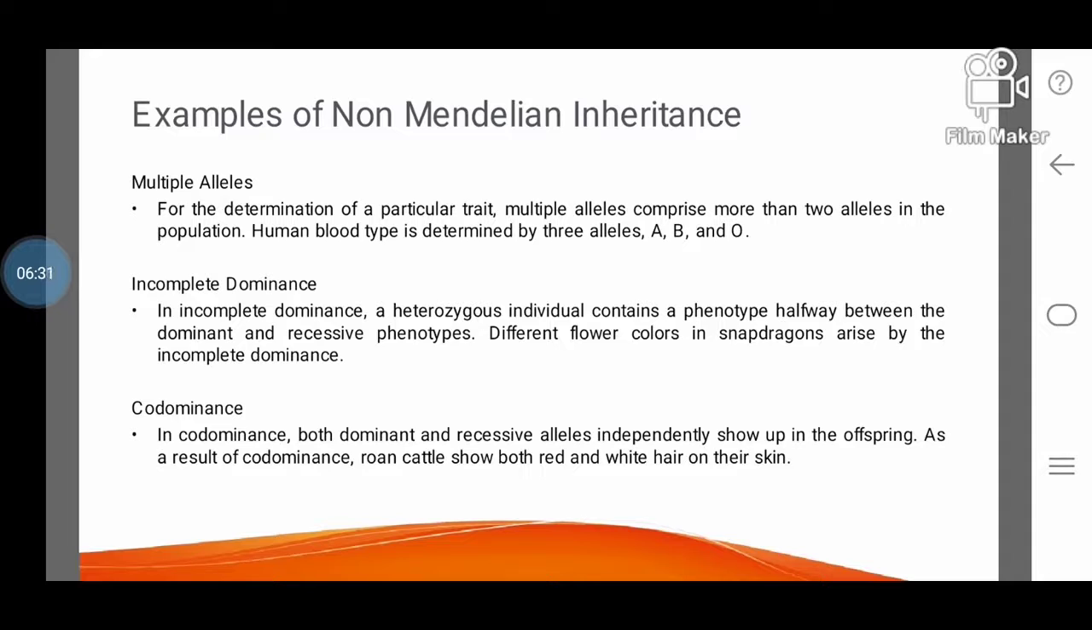Next is incomplete dominance. In incomplete dominance, a heterozygous individual contains a phenotype halfway between the dominant and recessive phenotypes. Different flower colors in snapdragons arise by incomplete dominance. While in codominance, both dominant and recessive alleles independently show in the offspring. As a result of codominance, roan cattle show both red and white hair on their skin.